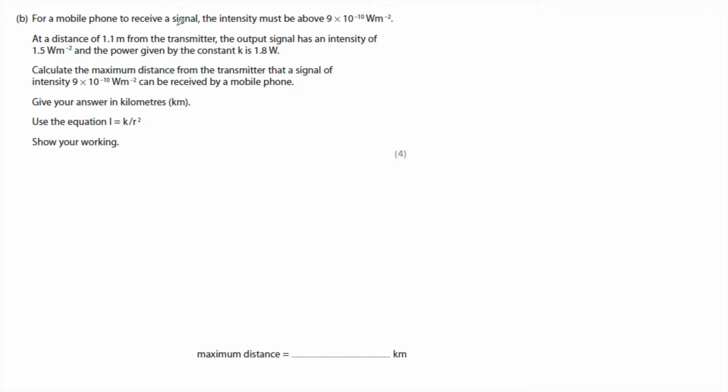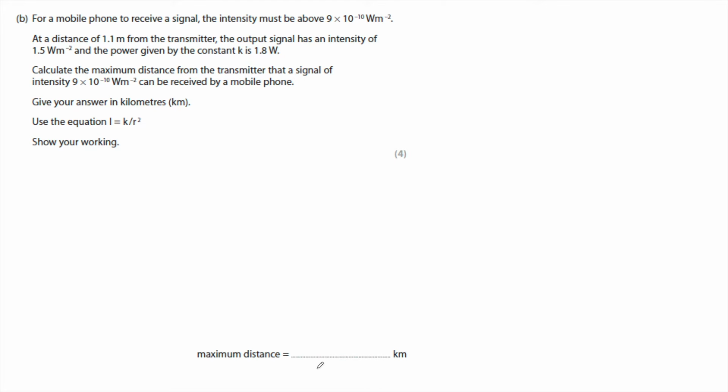For a mobile phone to receive a signal, the intensity must be above 9 times 10 to the minus 10 watts per meter squared. At a distance of 1.1 meters from the transmitter, the output signal has an intensity of 1.5 watts per meter squared. And the power given by the constant K is 1.8 watts. Calculate the maximum distance from the transmitter that a signal of intensity 9 times 10 to the minus 10 watts per meter squared can be received by a mobile phone. Give your answer in kilometers.